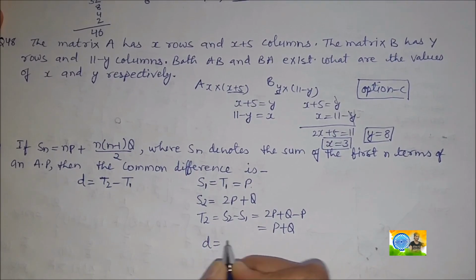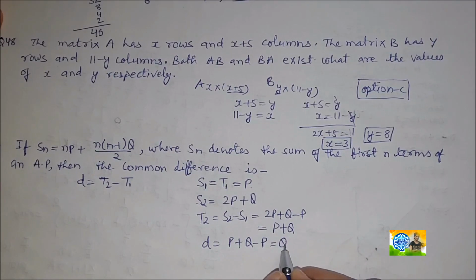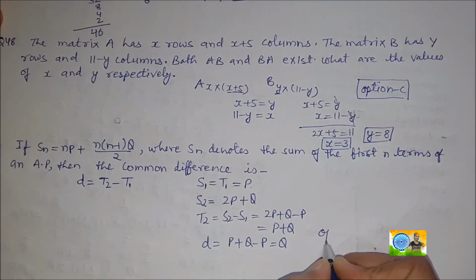And common difference is T2 minus T1. This is P plus Q minus P. This gives me Q. So the common difference is Q and this matches with option D. So option D is the correct answer.